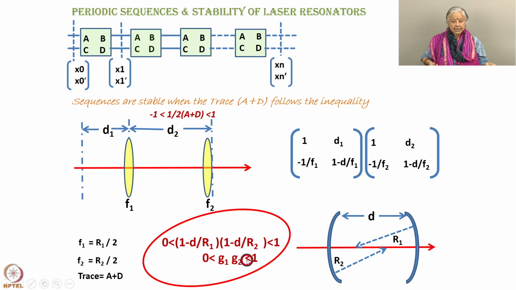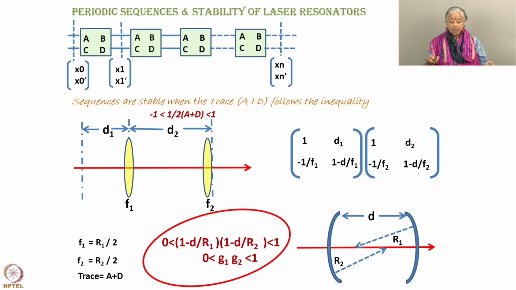Quite often in texts and in a lot of literature, they write the stability criteria in terms of G1 and G2. I have just introduced G1 and G2, which should be greater than 0 and less than 1; only then is the laser resonator stable. G1 corresponds to this thing in the bracket, and G2 corresponds to this part in the bracket.